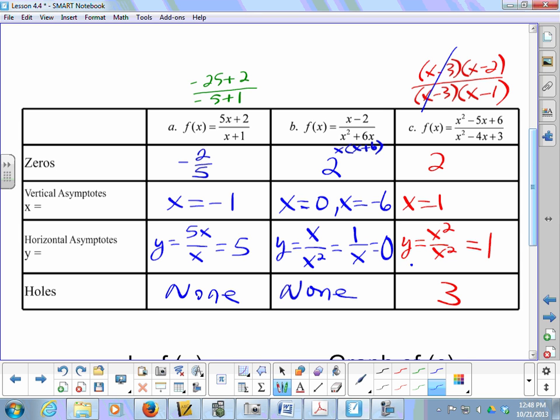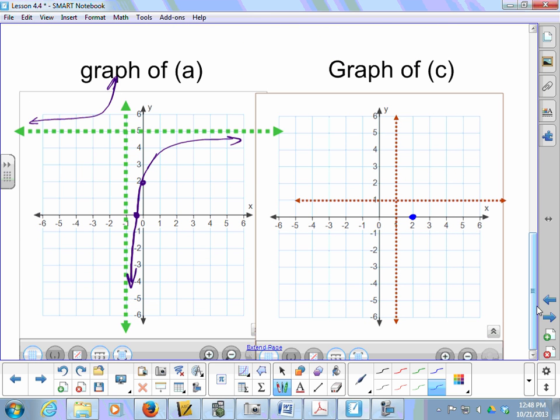So we get 3 minus 2 over 3 minus 1. So that's 1 over 2, right? So my hole is going to be at the point 3 and 1/2. So I'm going to put a hole there.